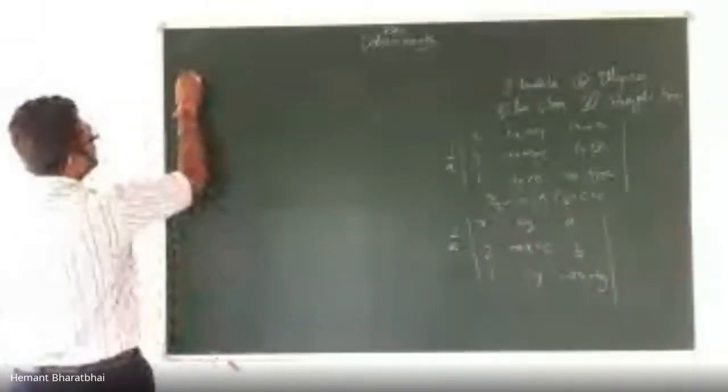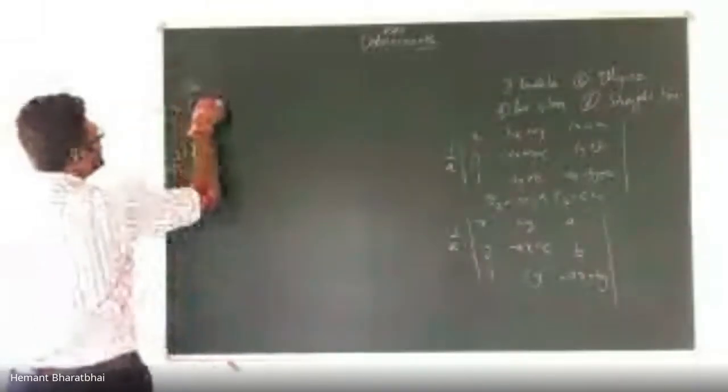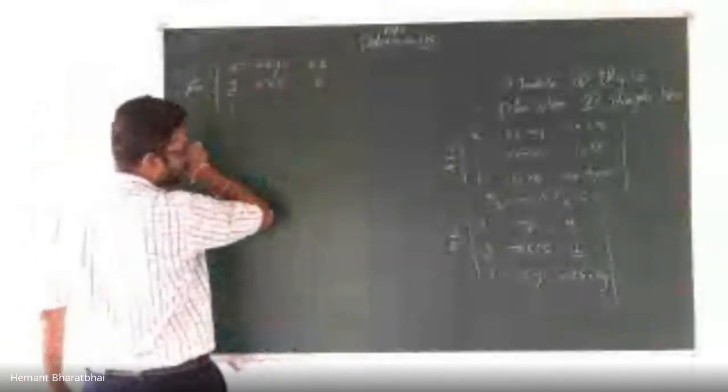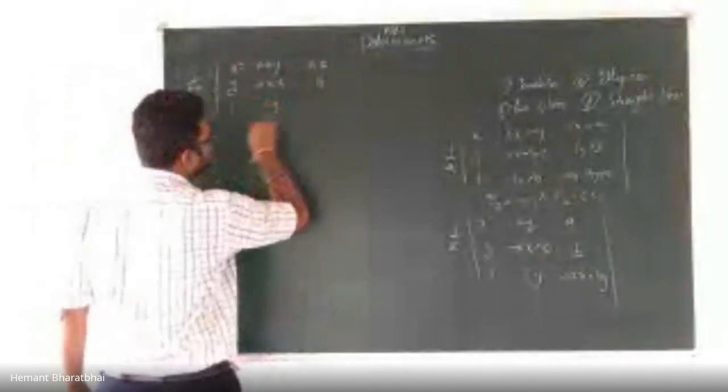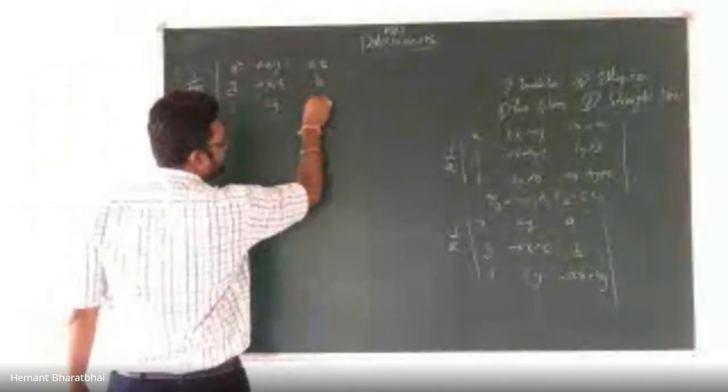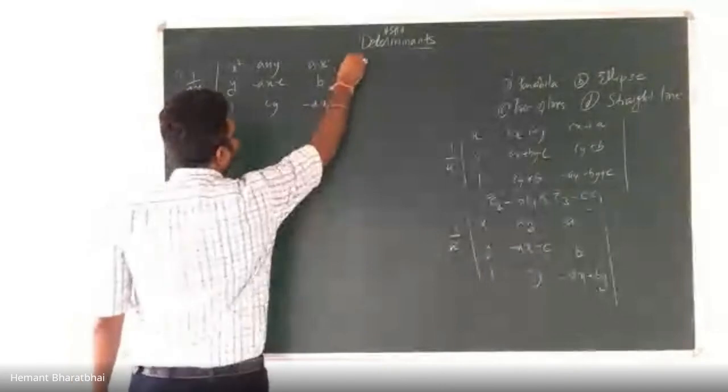Okay, so I'm multiplying this row with x. If I multiply and divide, I'll write 1 upon ax, x square, axy, axy, minus ax minus c, b, 1, cy, minus ax minus by.